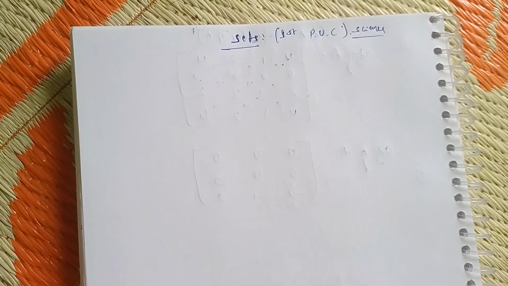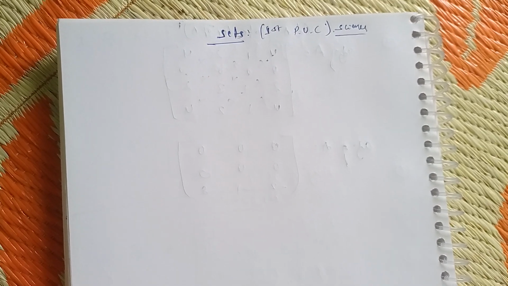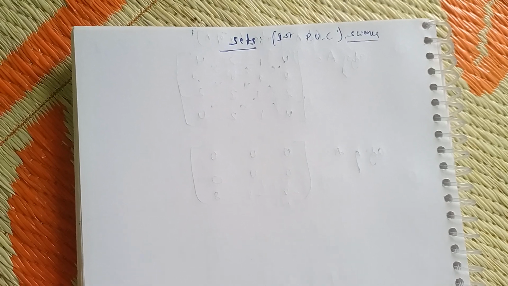Today we will discuss one more important topic in first PUC, sets. This is very important even when you go to solve probability problems. It is helpful to set theory. Then also relations and functions require it. So you have to be clear on this topic. Today we'll discuss sets.